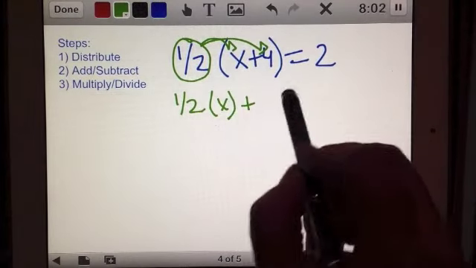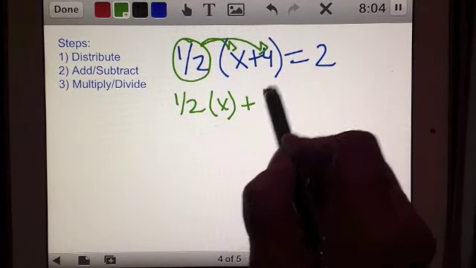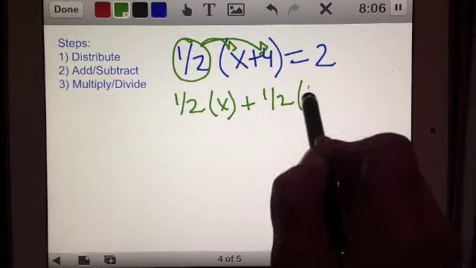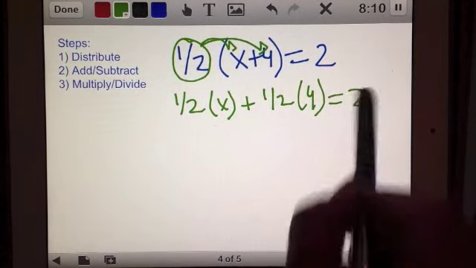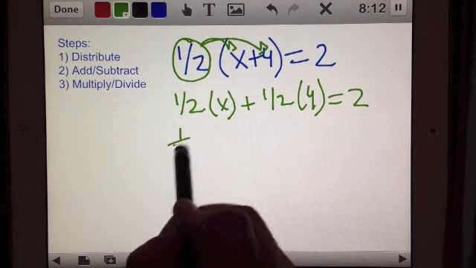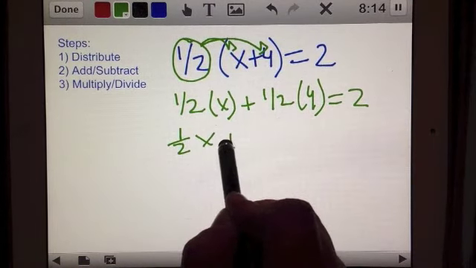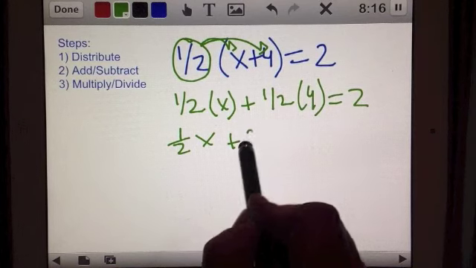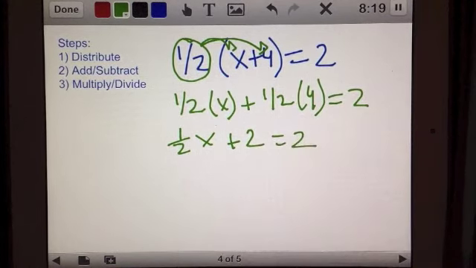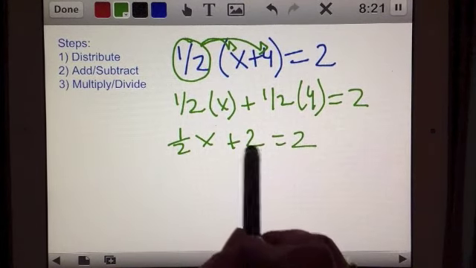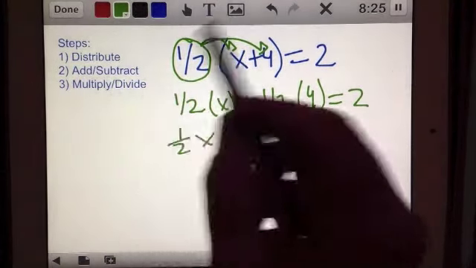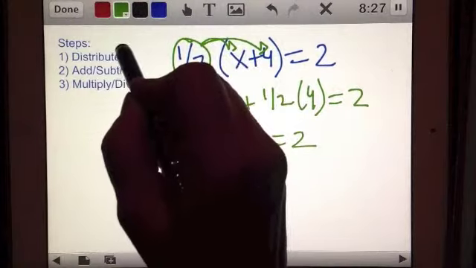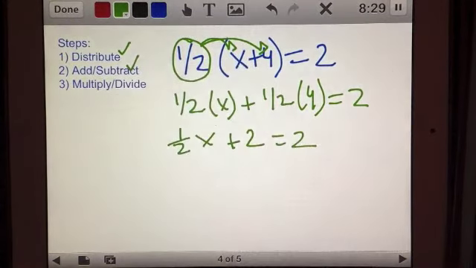Okay, so you and your partner have been working together, so I'm going to finish this up so you can check your work. 1/2 times 4 is what you should have next, equals 2. This will get us 1/2 x plus 1/2 times 4 is 2, equals 2. And now I need to subtract this 2 from both sides. So since we distributed, we're going to subtract.